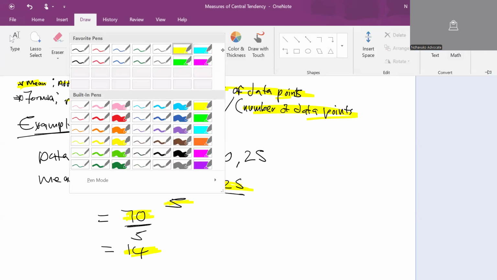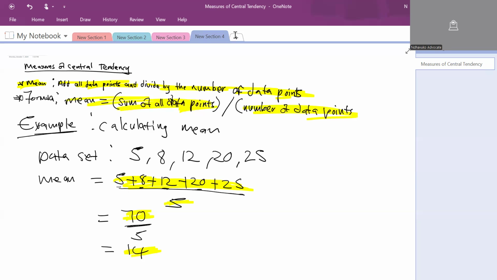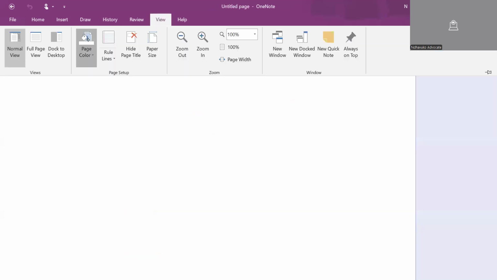So let's continue now. We're now going to discuss the median. Let's discuss the median, class. When you are checking the median, what do you do? Arrange data in ascending order. That's the first thing you do.